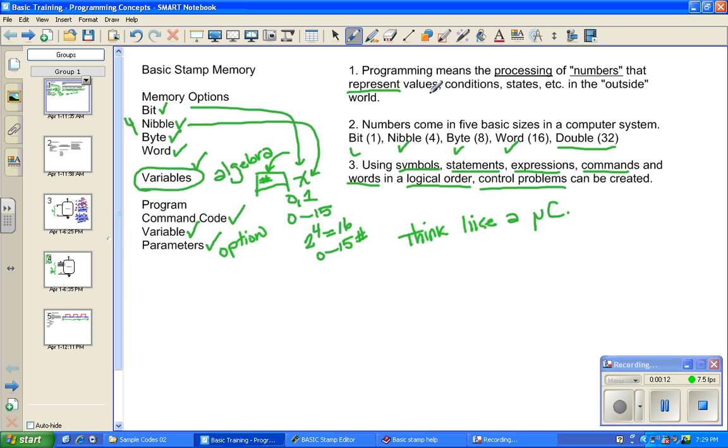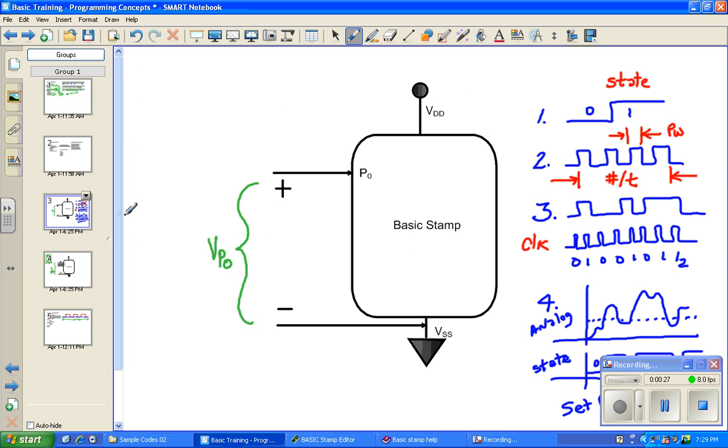Earlier, I talked about how programming means the processing of numbers that represent values, conditions, states, etc. in the outside world. What do we mean by the outside world? Well, the outside world is the devices that are connected to the BASIC Stamp. We like to call this the outside world because it's our world. It's the world that we live in.